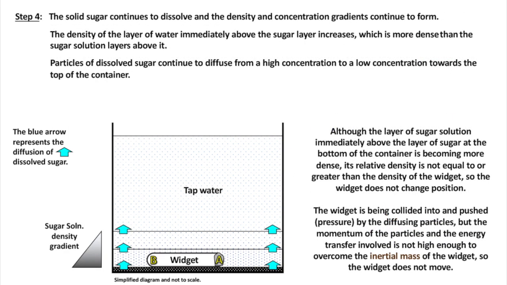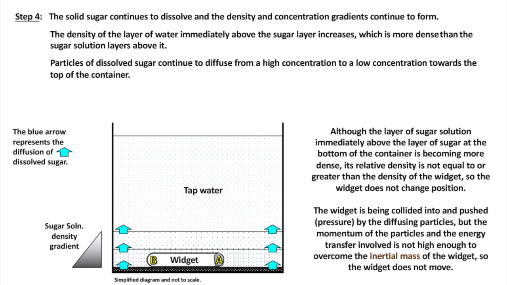Step 4. The solid sugar continues to dissolve and the density and concentration gradients continue to form. The density of the layer of water immediately above the sugar layer increases, which is more dense than the sugar solution layers above it. Particles of dissolved sugar continue to diffuse from a high concentration to a low concentration towards the top of the container.